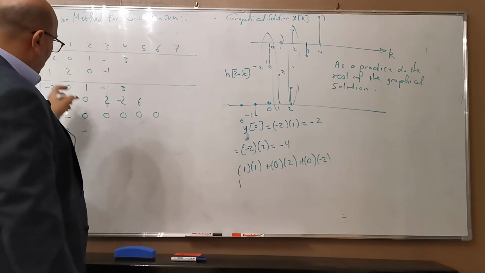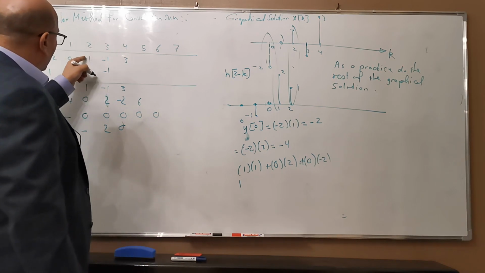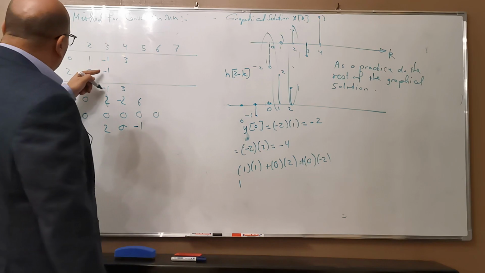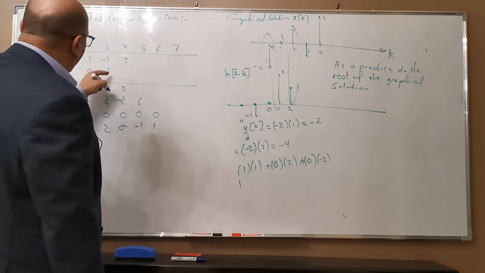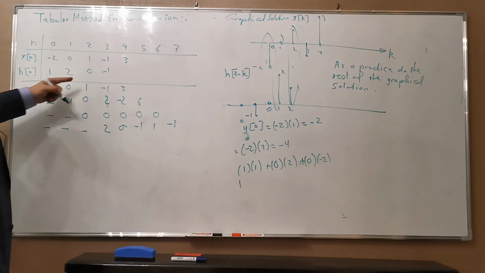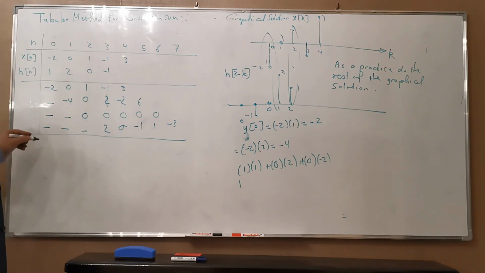We'll take 3 spaces and go underneath the -1 here. -1 times -2 is 2. -1 times 0 is 0. -1 times 1 is -1. -1 times -1 is +1. -1 times 3 is -3. We don't have any more data, so we will stop and we will add.